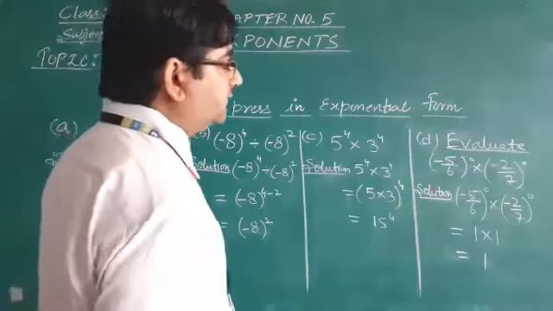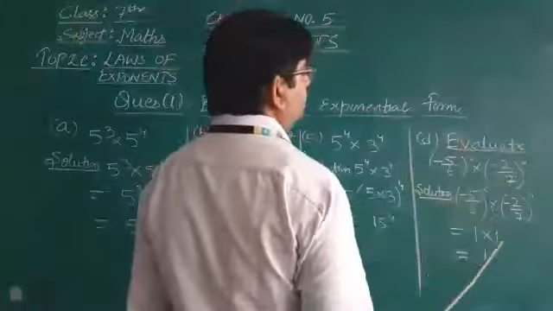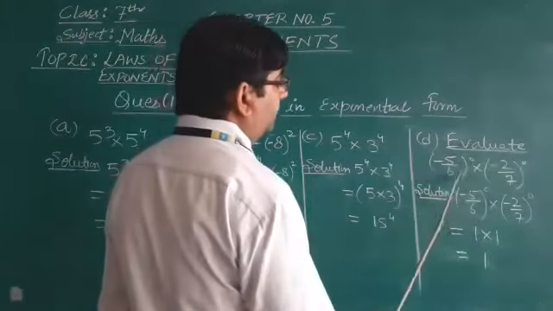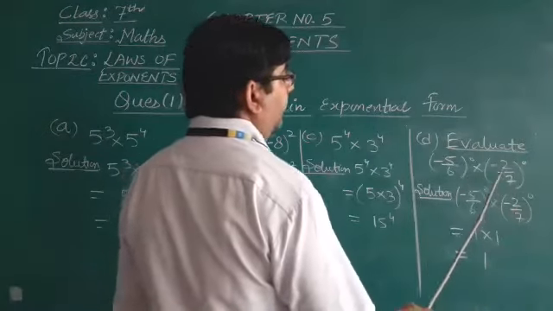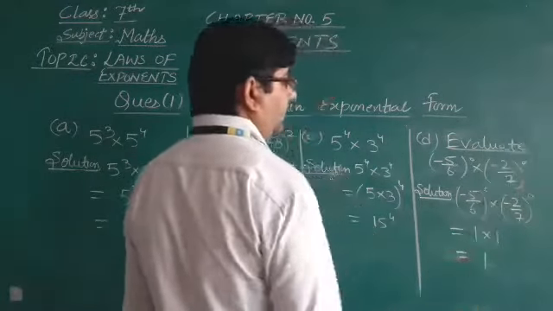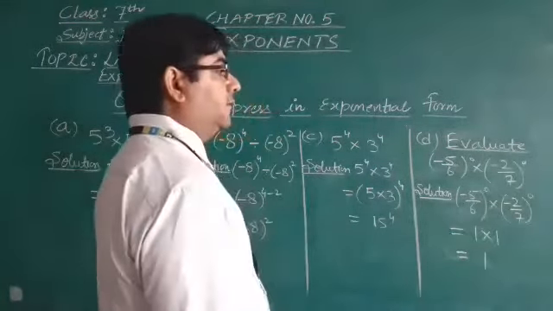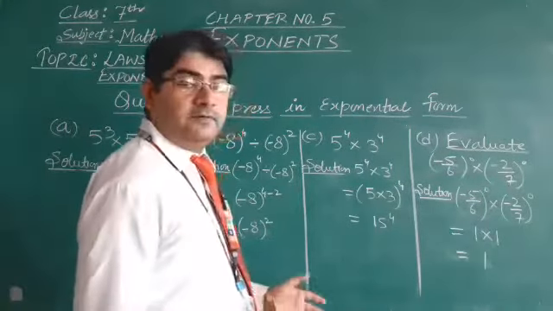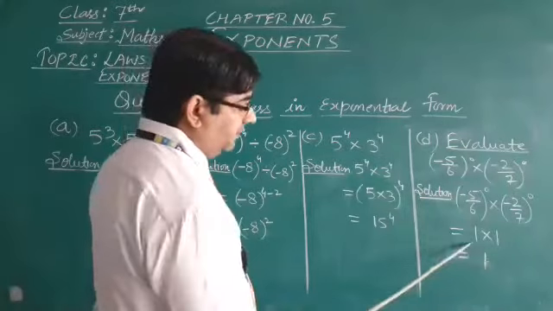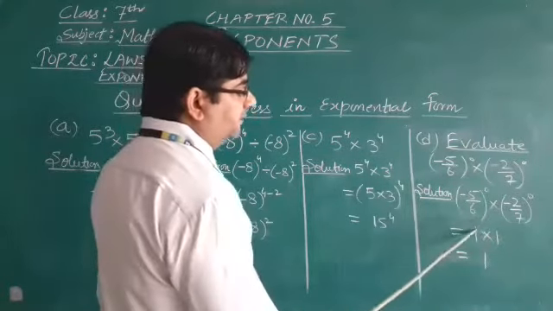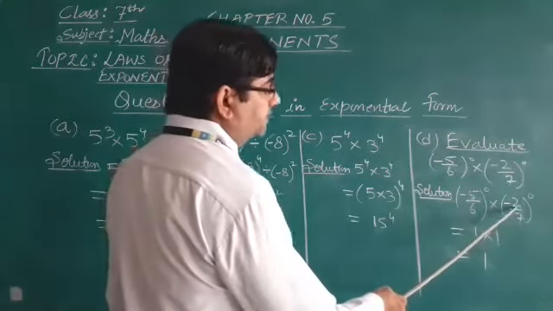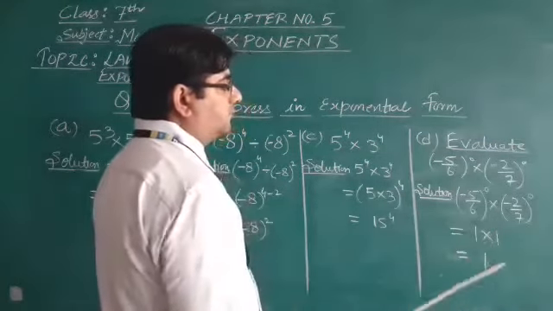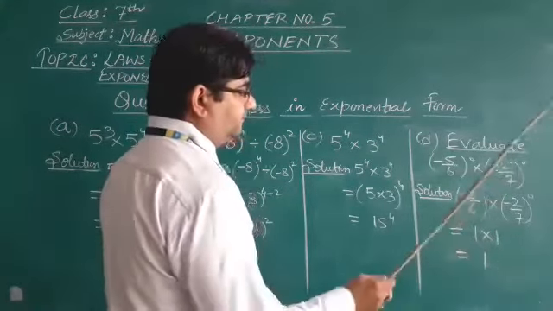Now the next question is different. We have to evaluate the value of minus 5 to the power 0 multiplied by minus 2 upon 7 to the power 0. We know that any number or any base having the exponent 0, its value is 1. So its value is 1, and similarly minus 2 upon 7 to the power 0, its value is 1. So 1 multiplied by 1 we get 1.